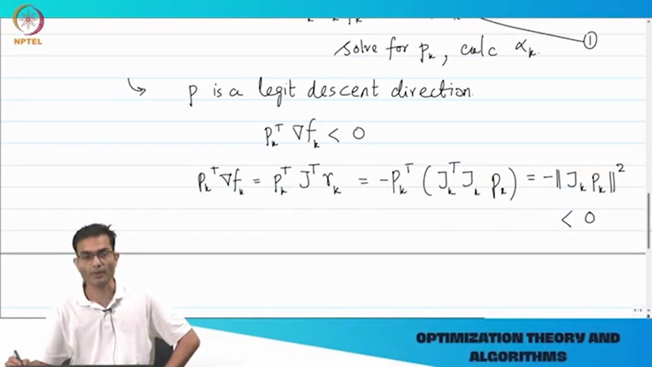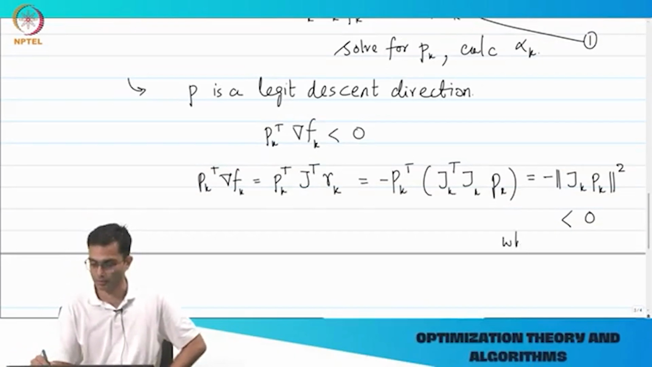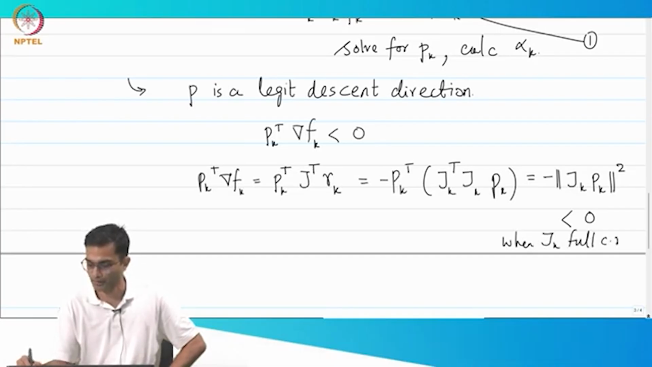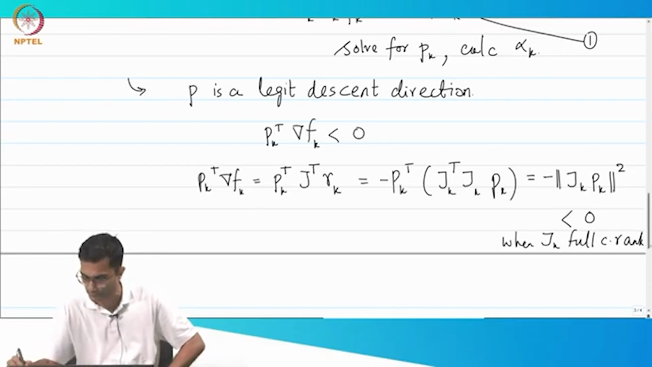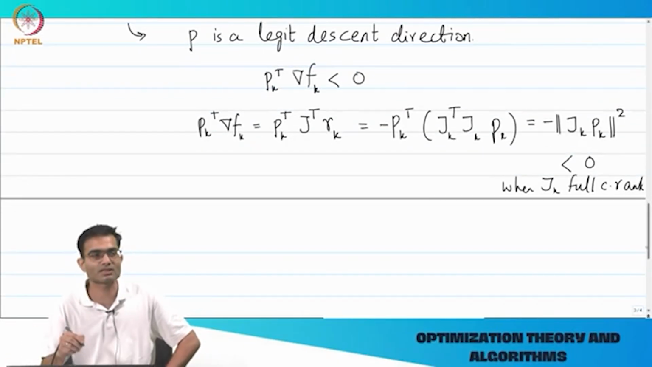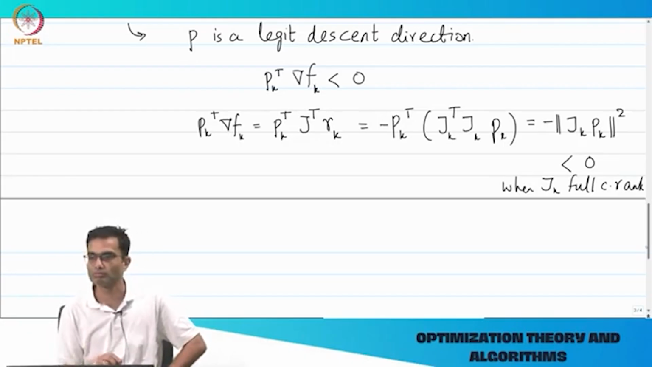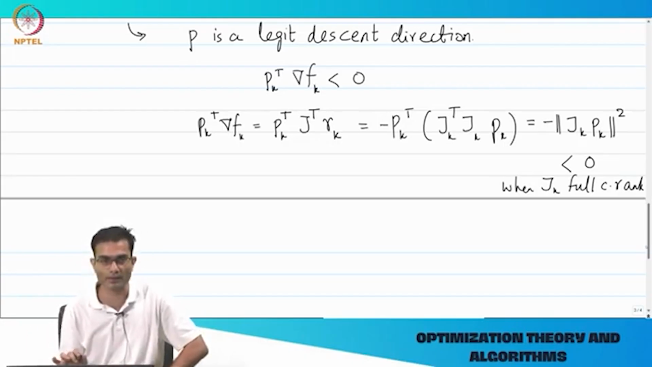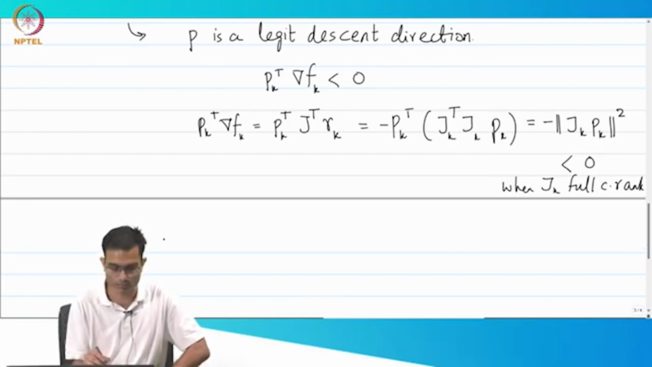Now, when is it less than 0? When Jk is full column rank. When will this go to 0? If it is full column rank, when can this expression ever go to 0?